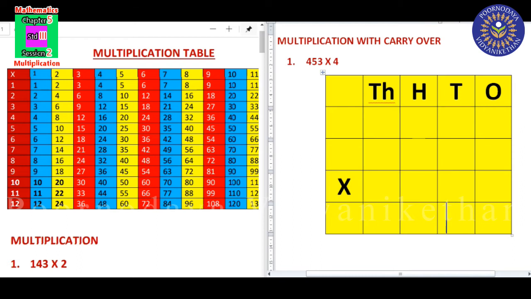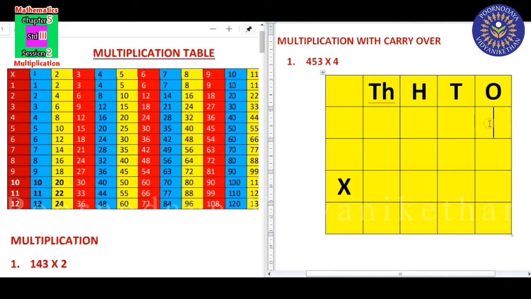Children, next we are going to learn multiplication with carryover. See, here we are going to multiply 453 by 4. So what do we have to do? First we have to arrange the digits of the numbers in their correct positions. We know 453 is a 3-digit number. So 4, 5, 3. How can we write the digits?